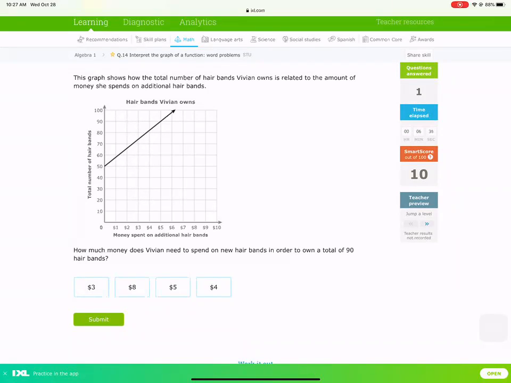Pretty interesting. So how much money does Vivian need to spend on her new hairband? 790. We said that was going to be $5. Oh, thank you. Wow, fast. Good job. Thank you. Do appreciate that.